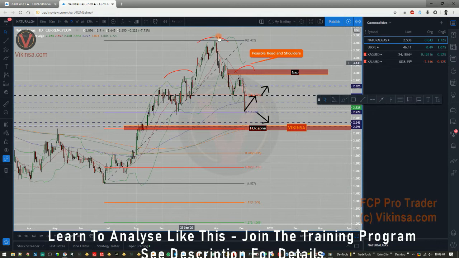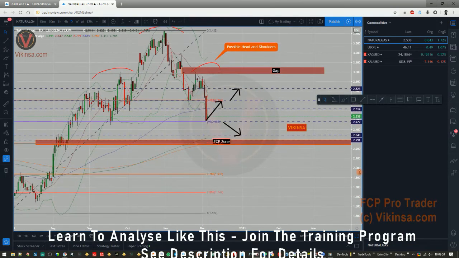So we have a potential head and shoulders forming here, but as I said, there is a gap here, and we have a gap somewhere around here as well, right? The 1.9 level, and then we have a gap here at the 1.56. So it may or may not get filled because it depends on the behavior of this market.